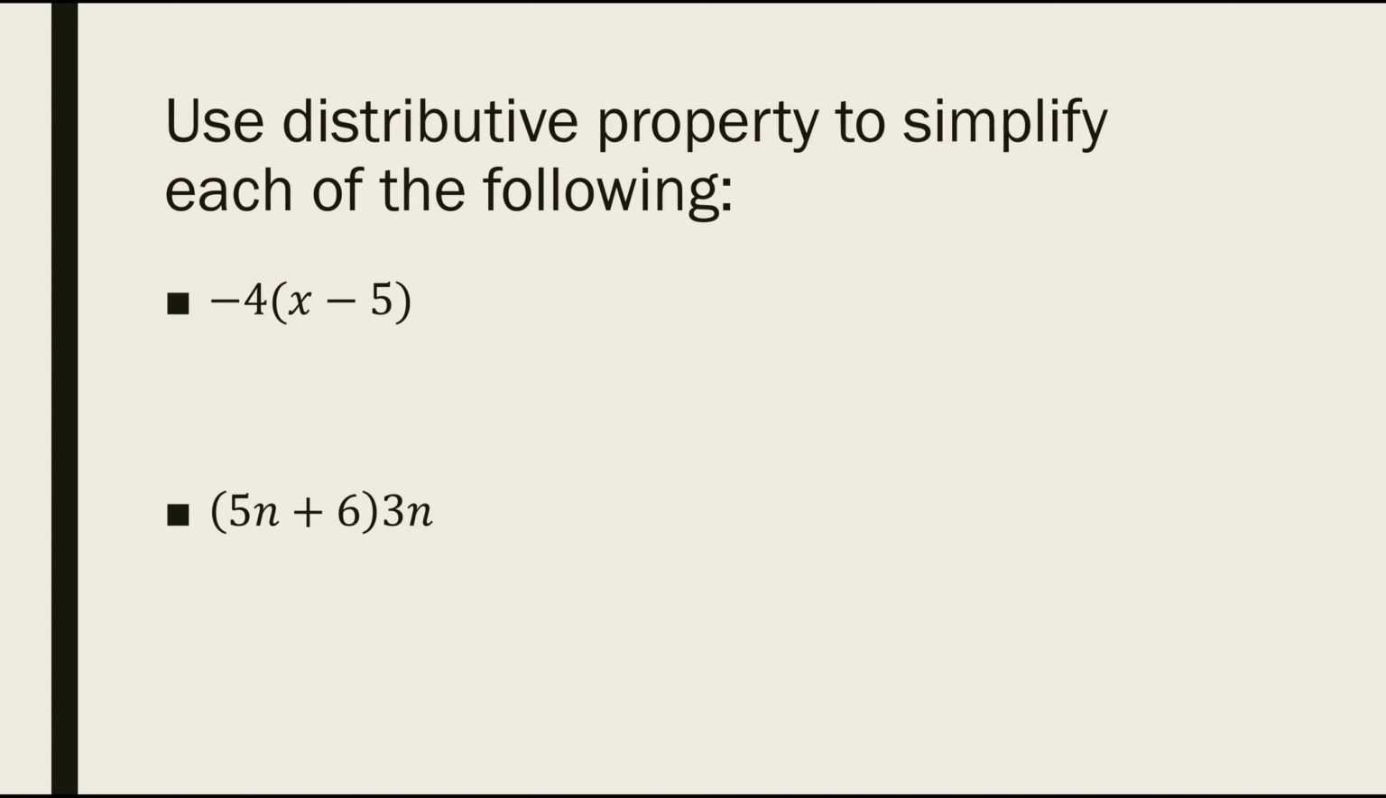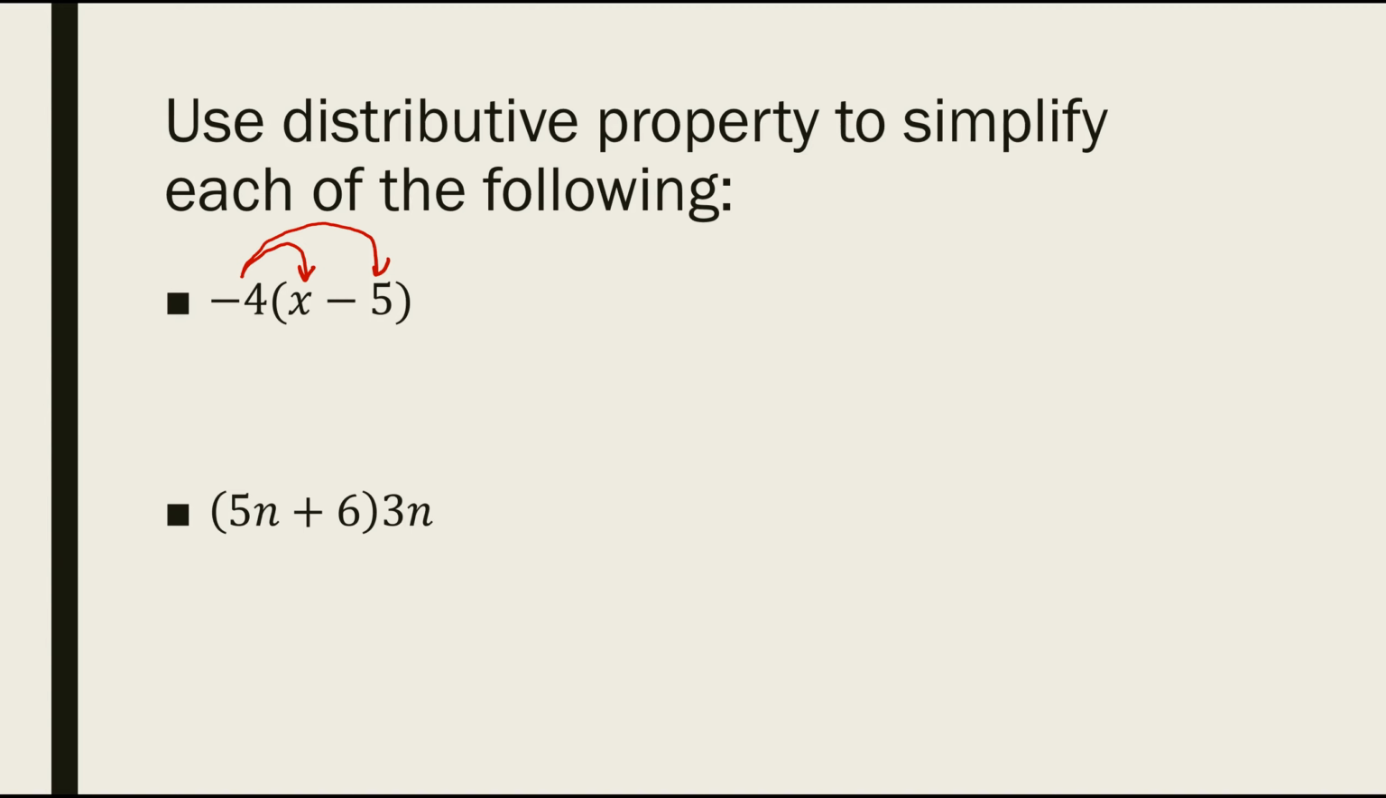So let's get into some problems. Oh, exciting, the distributive property. We get to use the distributive property to simplify each of the following. I hope you remember how to do this. It's kind of like you multiply the -4 times the x, and you multiply the -4 times the -5. So here's how it looks.